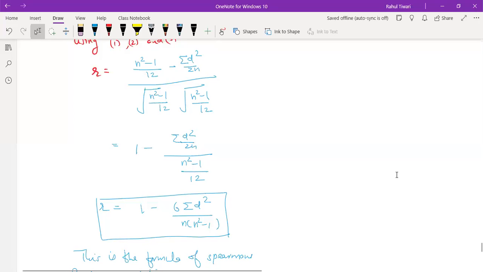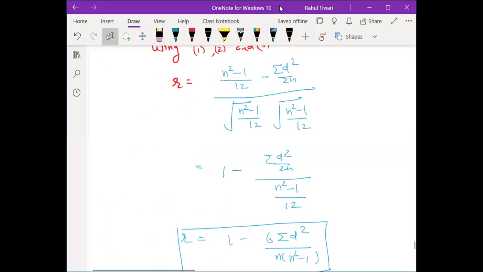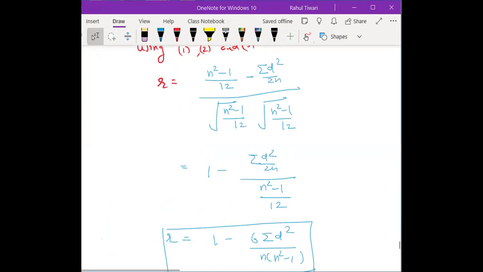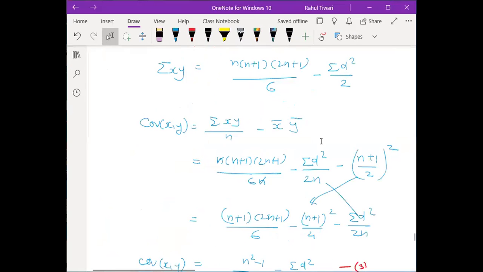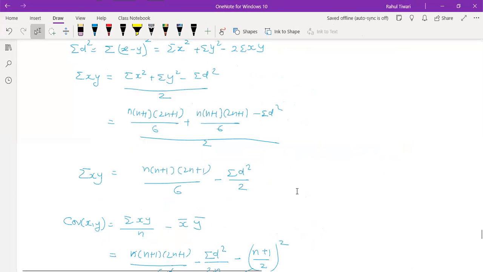Okay. So this is a very simple derivation. One can just understand how this particular correlation, Spearman rank correlation, works. It's simple. Just understand the basic concepts of that.